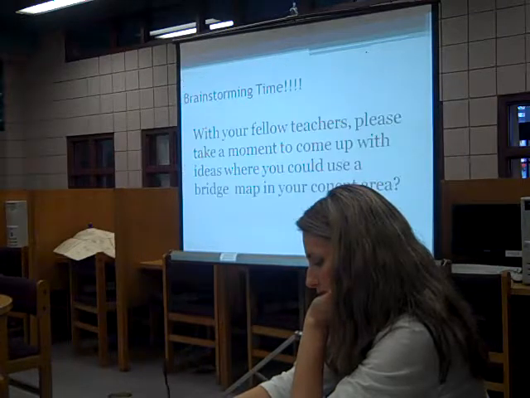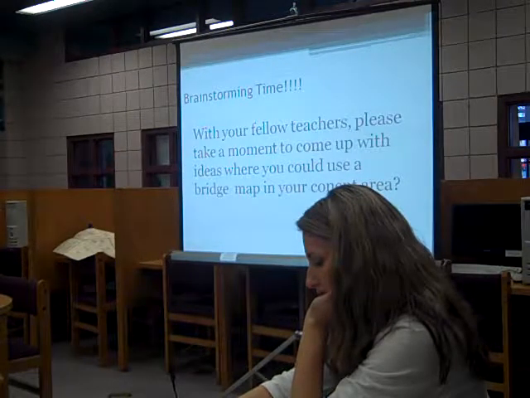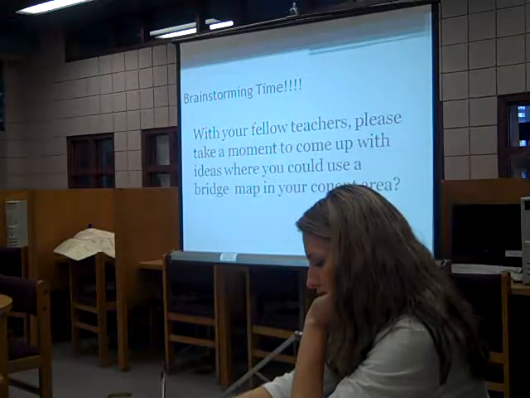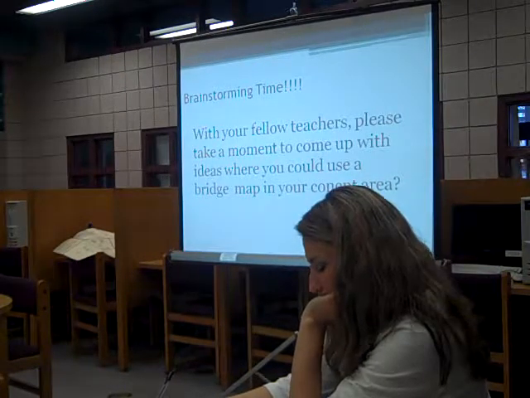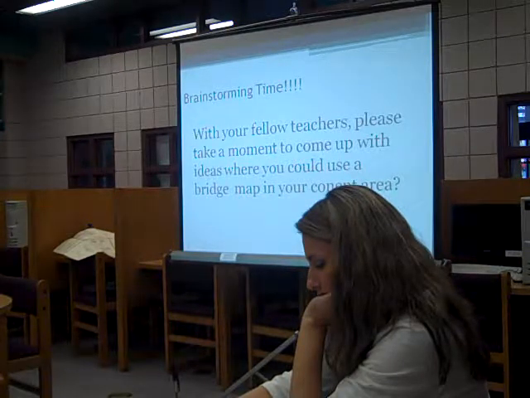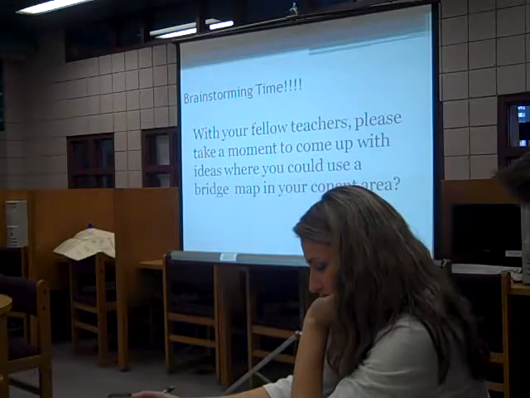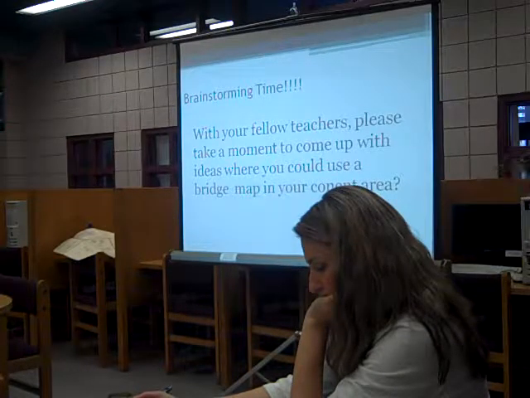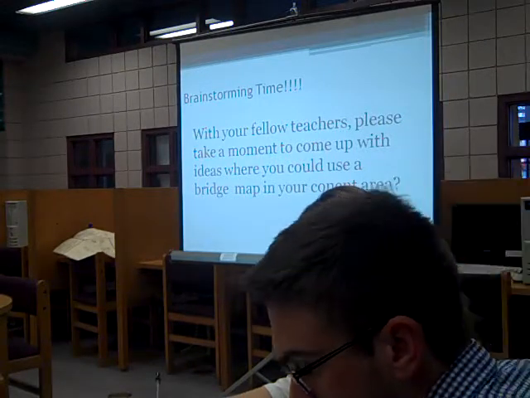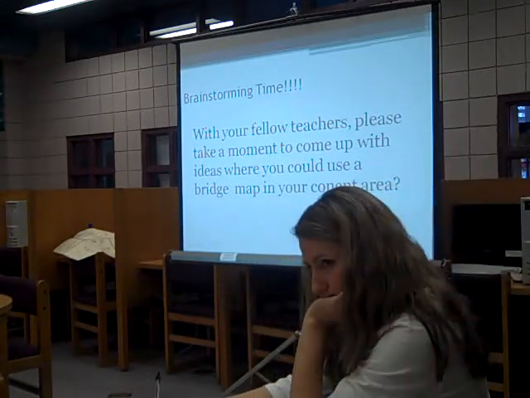Okay, and then last thing is just with the people at your table, take a moment to think about how you could use this in your content area. Just take about 1 minute, generate some ideas. How would you do it with the elements in the compounds? Elements, compounds, what about them? How could you use that with elements and compounds?